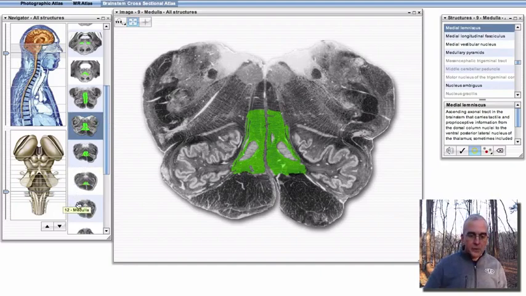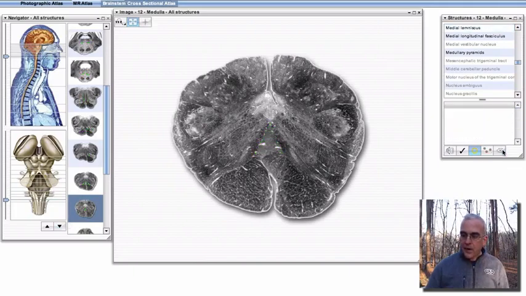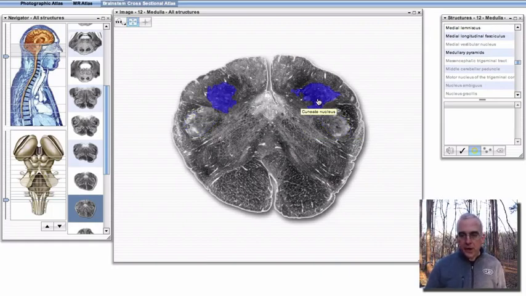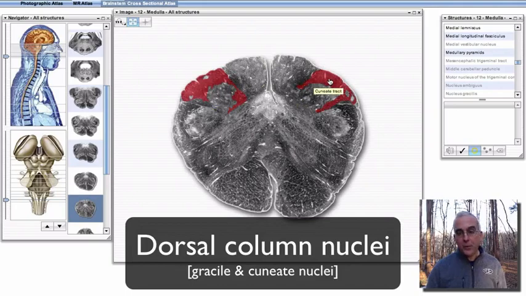Okay, let's go now to the caudal part of the medulla and highlight a few structures of interest. Now, what we find is still a spinal trigeminal nucleus and tract, but now in the dorsal part of this section, we've lost the fourth ventricle entirely, and what we have are a set of gray matter nuclei that are bounded by white matter pathways. And these nuclei are called the dorsal column nuclei because they sit right on top of the dorsal columns of white matter that rise up from the spinal cord.